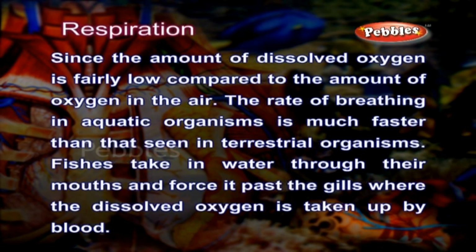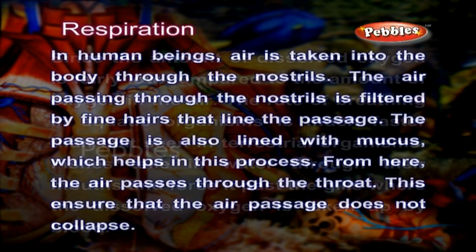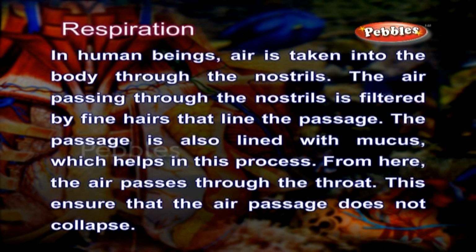Since the amount of dissolved oxygen is fairly low compared to the amount of oxygen in the air, the rate of breathing in aquatic organisms is much faster than that seen in terrestrial organisms. Fishes take in water through their mouths and force it past the gills, where the dissolved oxygen is taken up by blood. In human beings, air is taken into the body through the nostrils.